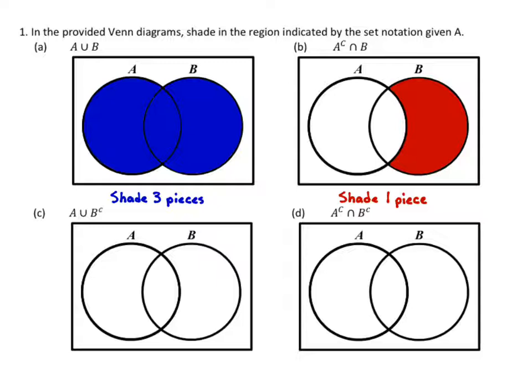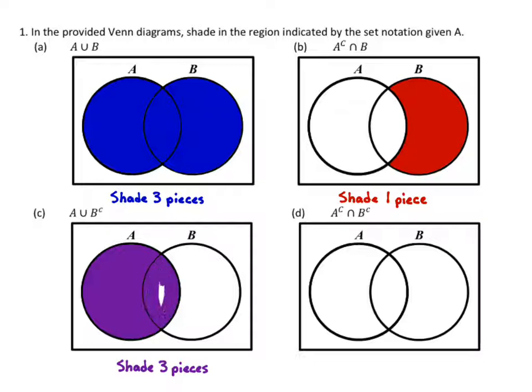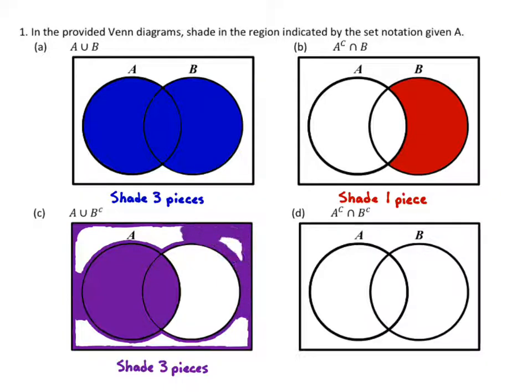For C, it's saying shade in A union not B. Again, union is three pieces, so we need to shade in three pieces of this Venn diagram. We're going to start off by shading everything that's in A. So we've got the entire circle A. And then we're going to shade in everything that is not B, so everything outside of B. Again, notice that we are going to shade in stuff that we've already shaded in before, so we don't need to do it again. And you'll notice as we shade this, that this is actually three pieces of the Venn diagram: one of the moons, the football, and then the leftovers. Keep that in mind.